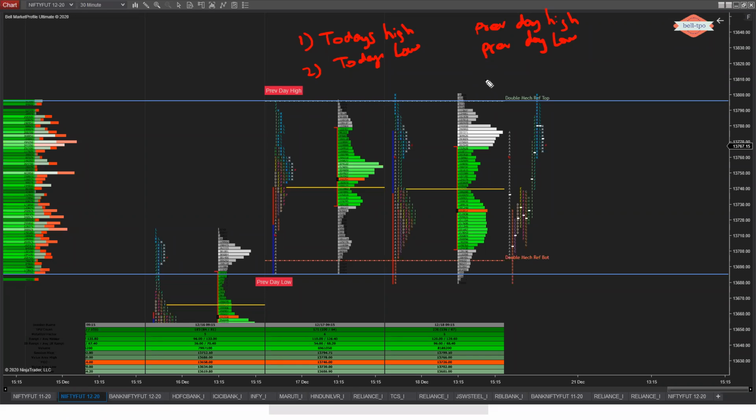And what else can we see? Maybe previous day close, sometimes. And sometimes you'll be able to see today's open also. So these are the references the traders use the majority of the time. So who is using these references? They are nothing but intraday traders.